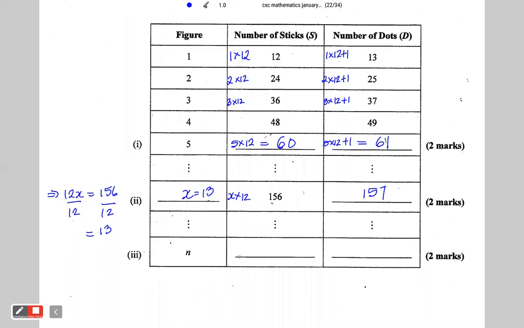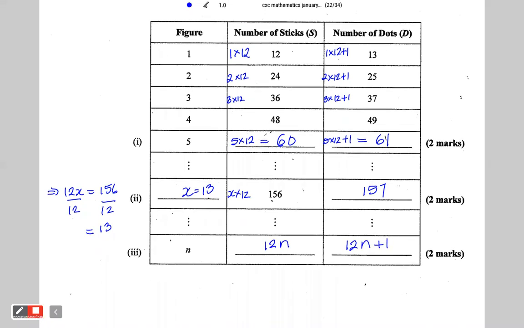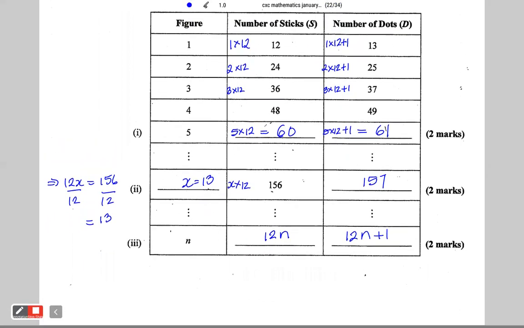All right, it's always the figure number times 12. So this is 12n here, and here would be 12n plus 1. All right, so as far as I'm concerned, not too difficult. All right, let's go to the next page.